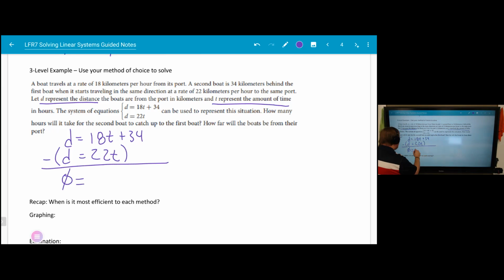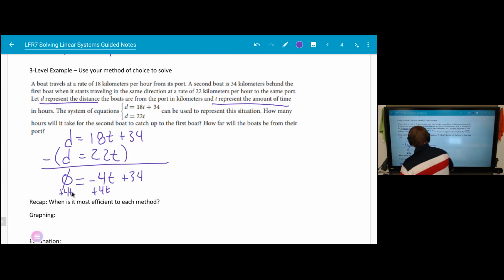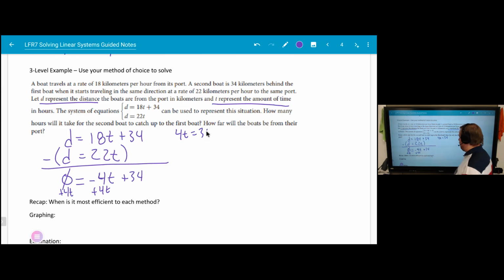18T minus 22T is negative 4T, not 40, negative 4T. 34 minus 0, so plus 34. I got one equation and one unknown. I can solve this. If I add 4T to both sides, I get 4T equals 34. If I divide both sides by 4, I get T equals 34 divided by 4.